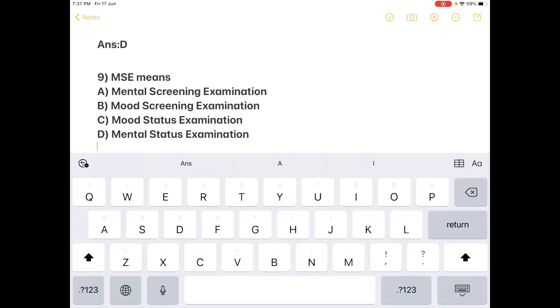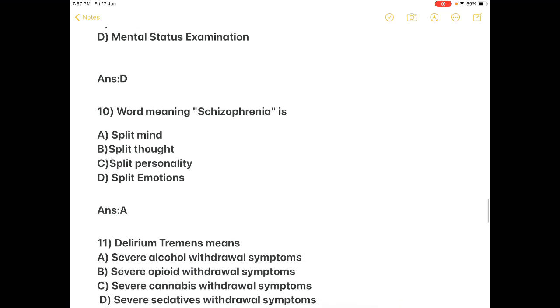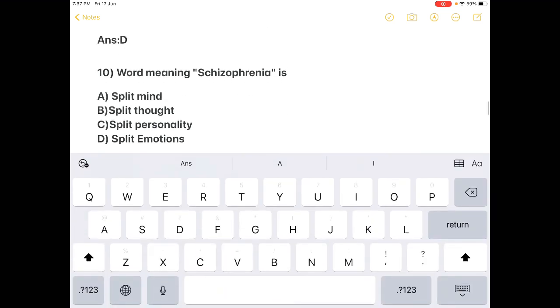Next, this is a simple question. MSE means, we all know this answer, mental status examination. The word schizophrenia means: option A, split mind; option B, split thought; option C, split personality; option D, split emotion. The correct answer here is A, split mind.